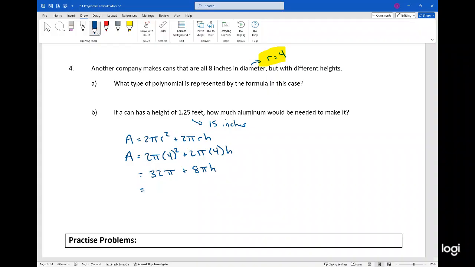Now, you don't have to do this right now, but we can at some point do it. 32 times pi is 100.53. And 8 times pi is 25.1. So 25.1 h. So there's our simplified formula. It's not even answering the question about the 1.25 feet tall, but now we can see that the only variable on the right-hand side is h. So really, there's no exponent on that h. This is a linear function.